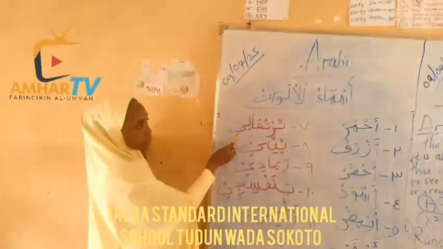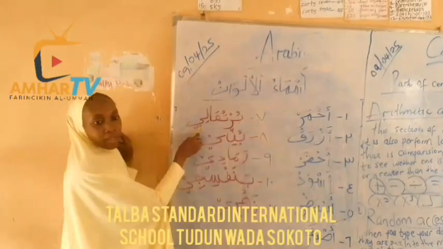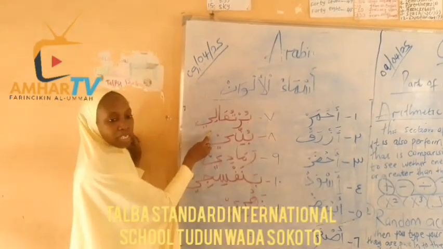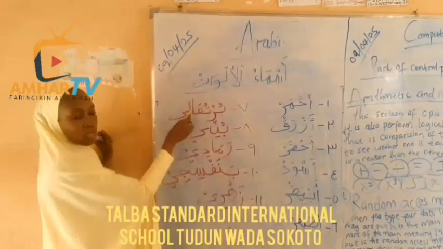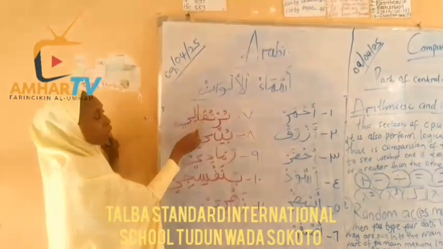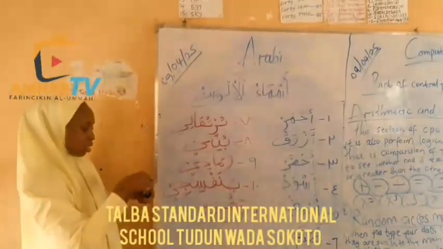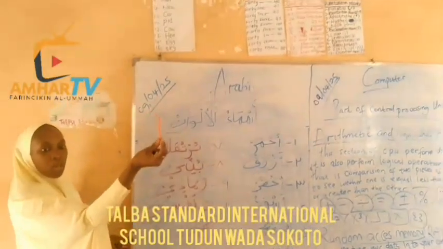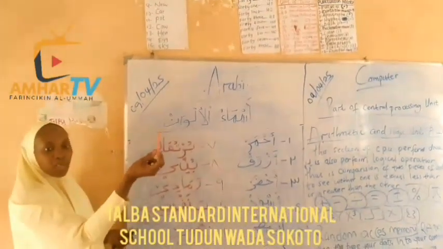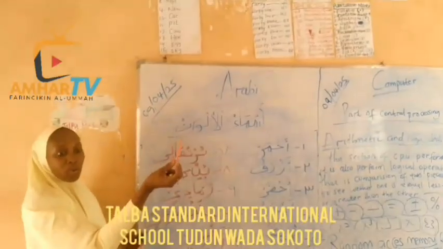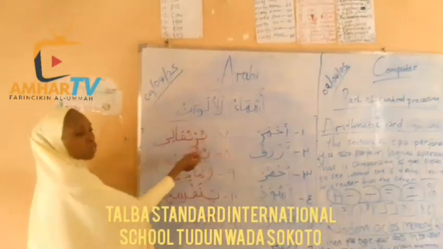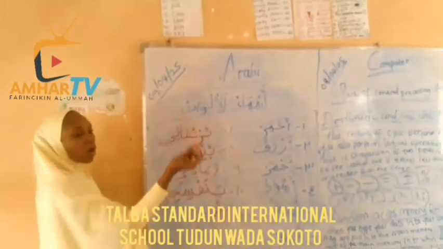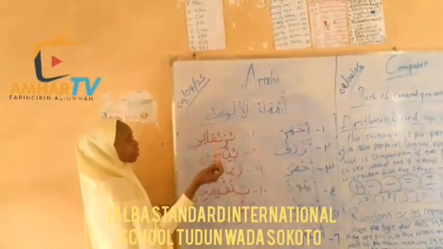Number 7, Burtuqali. Burtuqali. Orange color. This is an orange color. In Hausa we call it Miyangoro. Go. Miyangoro. Burtuqali. Orange color.